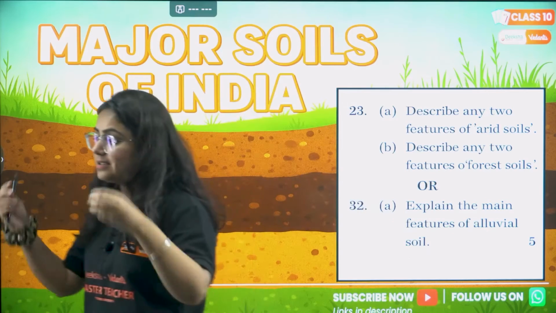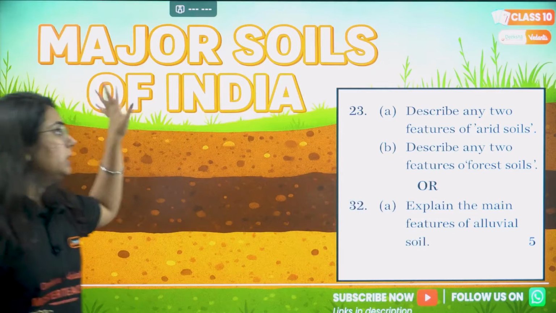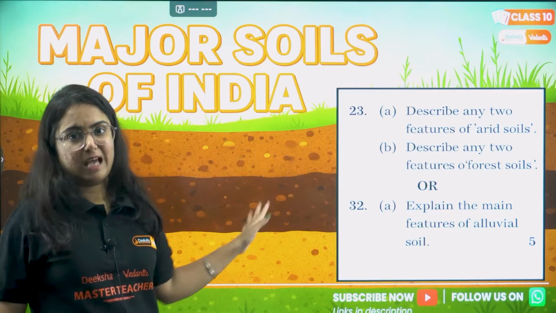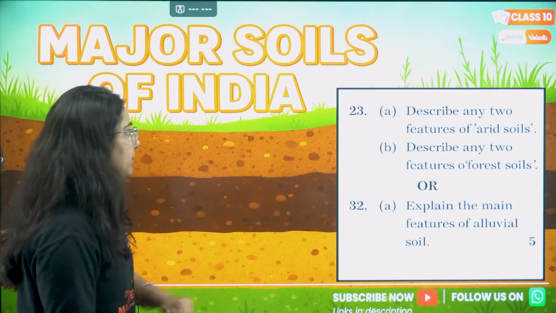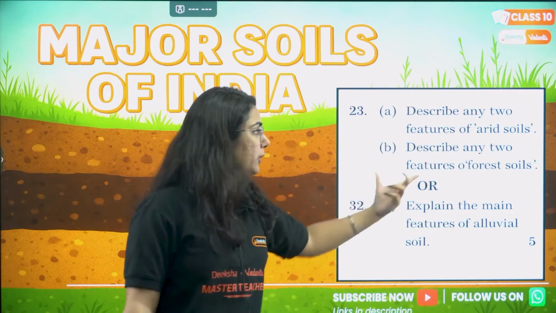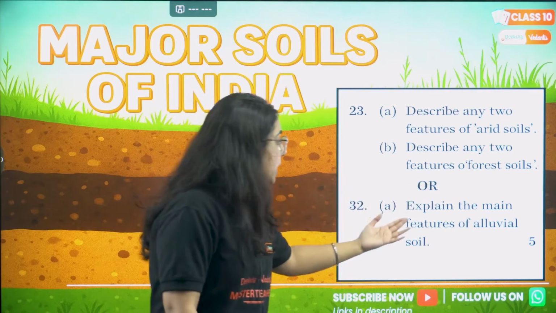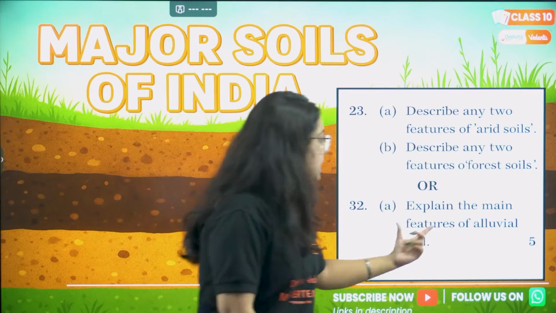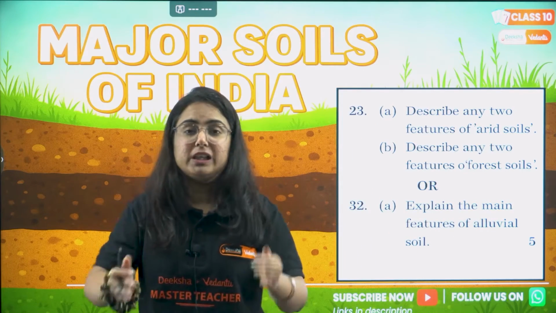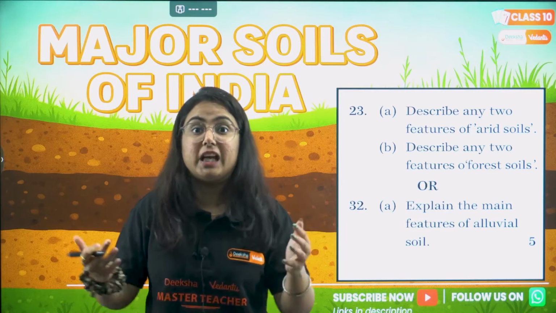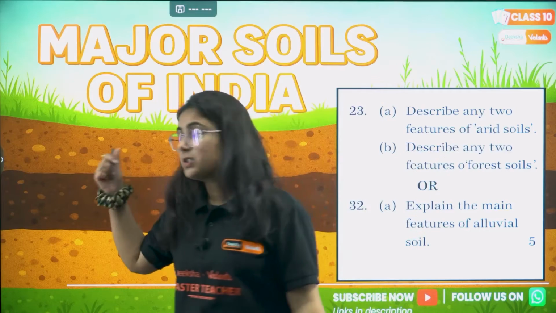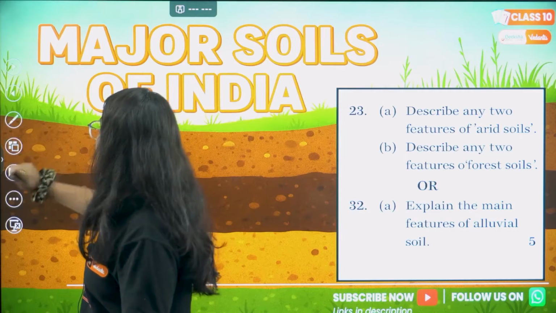So as per my analysis, this topic has repetitively been asked in your previous year examinations, particularly board examinations, such as describe any two features of arid soil, two features of forest soil. You have this question for a 5 marker, explain the main features of alluvial soil. Not just this, it is being repetitively asked in MCQs also. So we can't lose marks just by not studying this topic here.